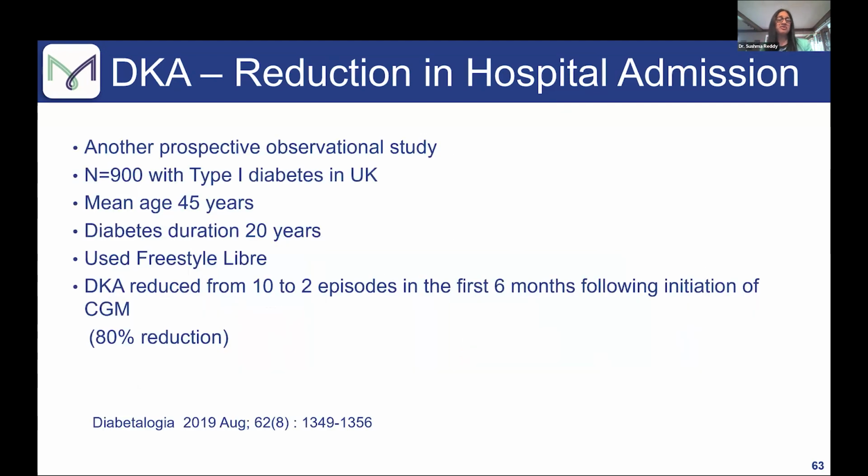And interestingly enough, in the UK, they did another prospective observation. This is, again, an observational study. There were 900 patients who had diabetes for over 20 years. And they also found that there was an 80% reduction in DKA episodes following the use of CGM.